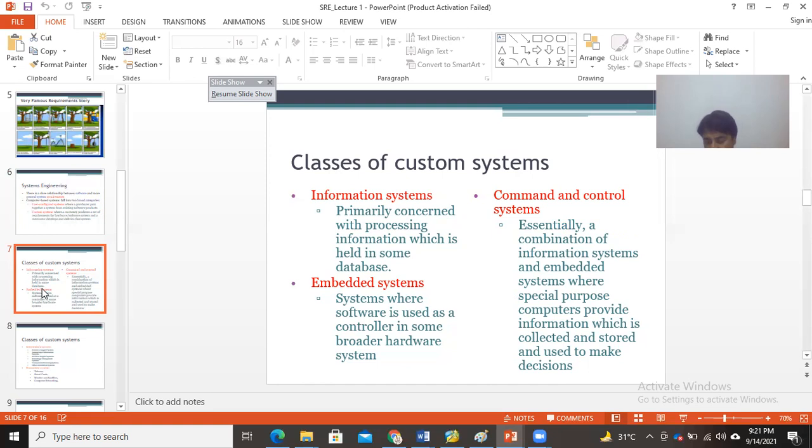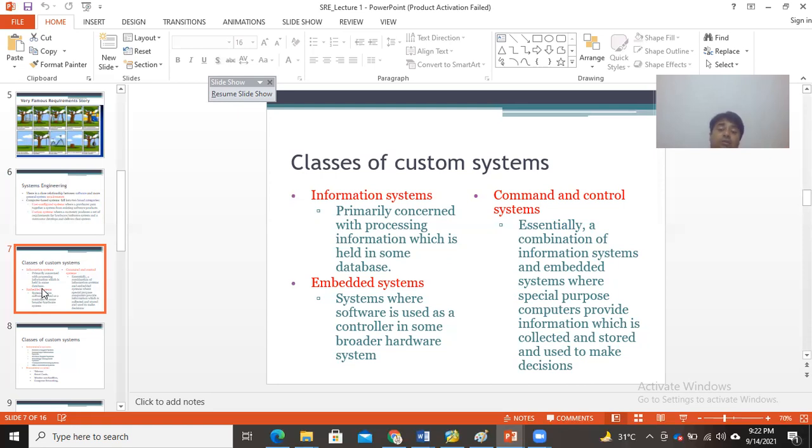The second one is the embedded system. In an embedded system, software is used as a controller in a broader hardware system. Simple examples are your microwaves, your automatic machines at home, your digital refrigerators at home. These are all examples of embedded systems.